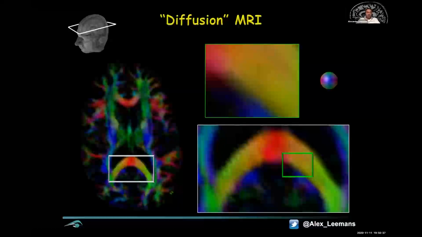So the more elongated the ellipsoid, the more the underlying structure shows coherence of orientation. Okay, so what about the colors then? Well, the colors here reflect an orientation. Everything left, right is color encoded in red, everything front to back in green, and everything up, down in blue.